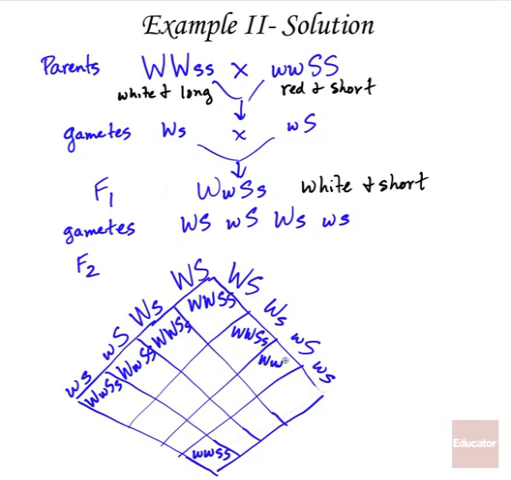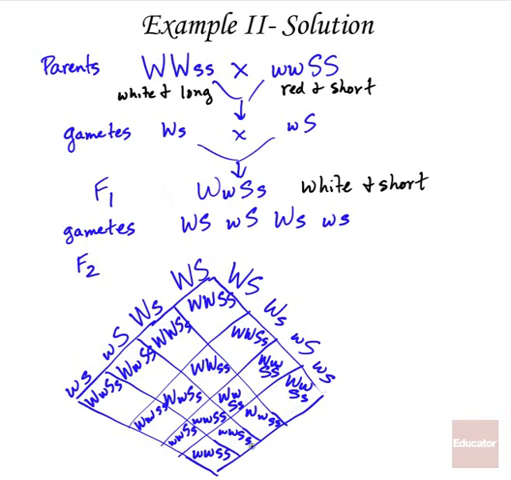Big W, big S, big S. Big W, big S, little s. This is big W, little s, little s. This is big W, big S, little s. This is little w, big S, big S. This is big W, big S, little s. This is big W, little s, little s. And over here, big W, little s, little s. Little w, big S, little s. Oh, and over here, last one, little w, big S, little s.